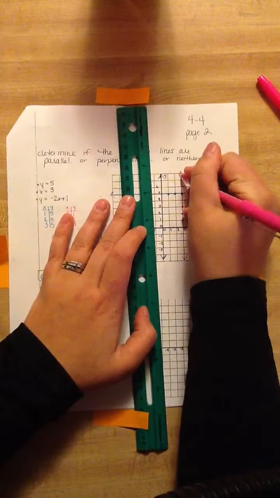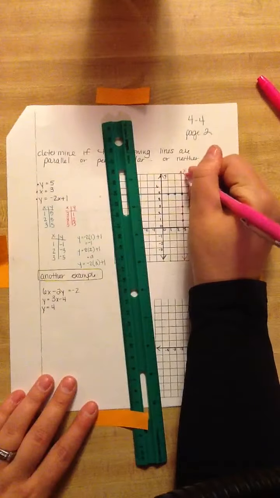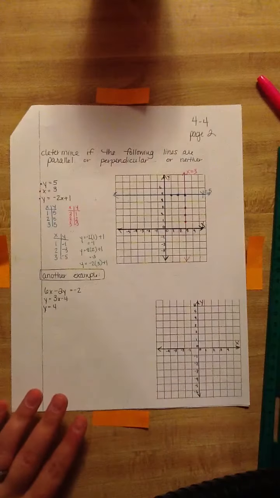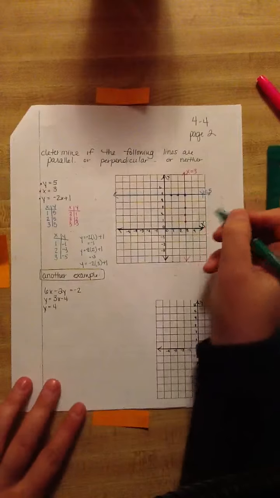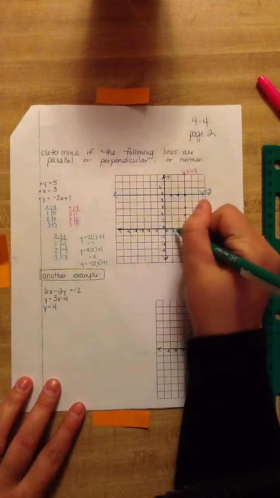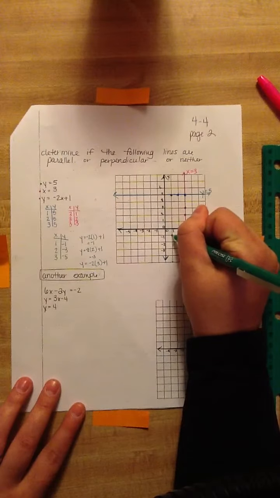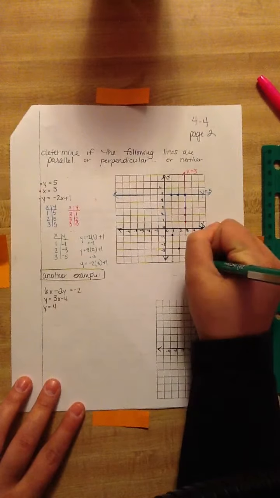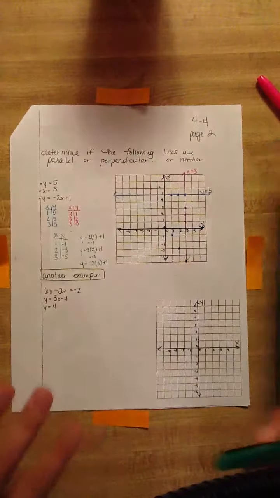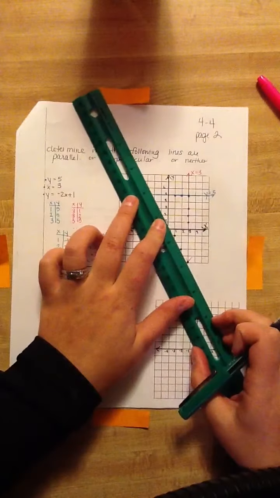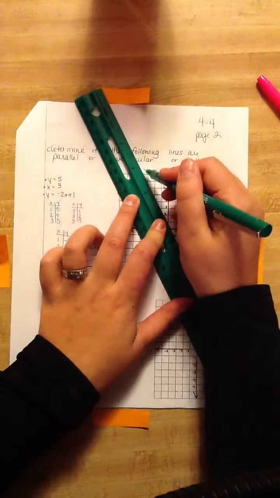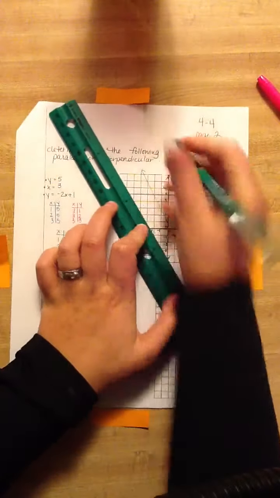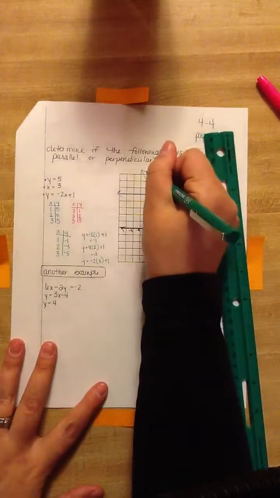Okay. Again, I'm going to write the equation of the line next to it so I can keep track of them all. Now the last one, y equals negative 2x plus 1, I'm going to use my green pen. So I'm at 1, negative 1, 2, negative 3, 3, negative 5. And then I'm going to go ahead and write in the equation of my line to keep track of them.